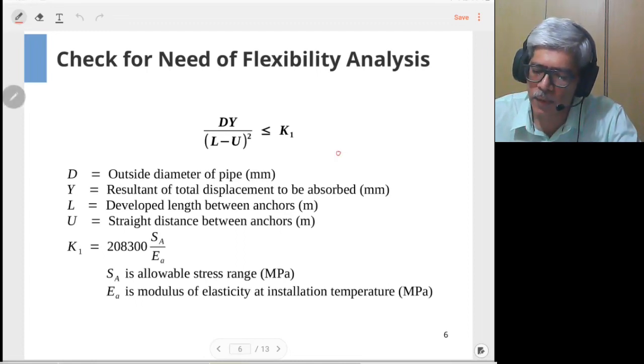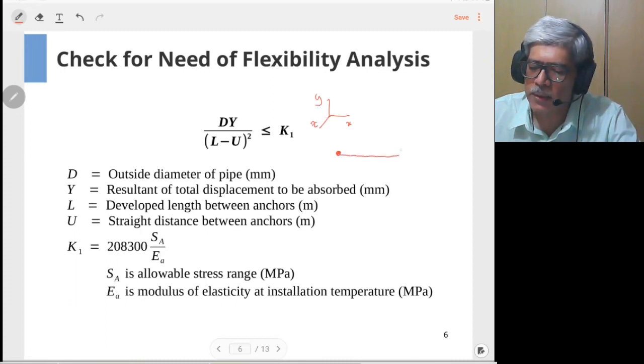So let's say we have a piping which is three-dimensional piping. I'm just considering X, Y, Z, and our piping first moves in X direction, then in Y direction, and then it goes in the Z direction. So we are starting from A and then moving to D. So A, B, C, D. A to B is in X direction.